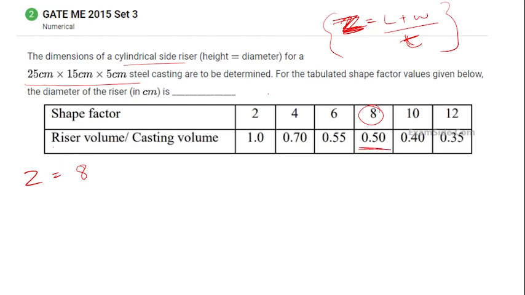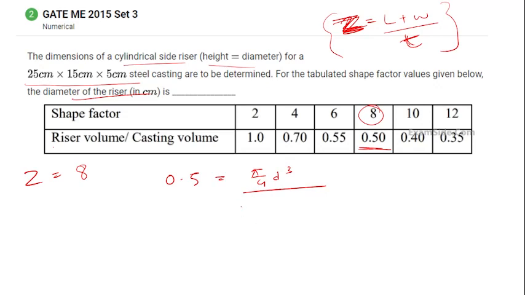What is it asking? The diameter of the riser. And what is given? Height is equal to diameter. So now you know 0.5 is equal to riser volume divided by casting volume. What will be the riser volume? Pi by 4 d square h. When height and diameter are equal, we can write pi by 4 d cube.